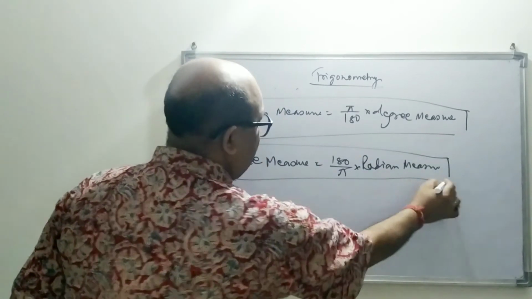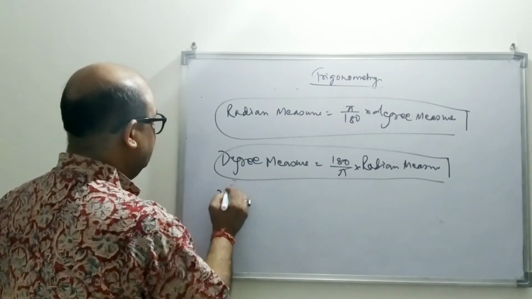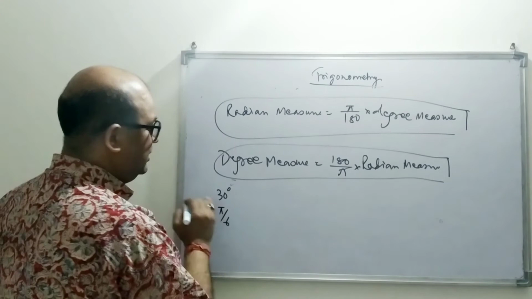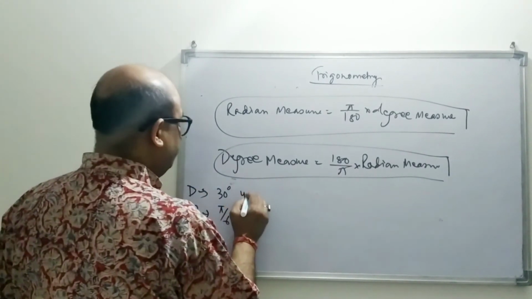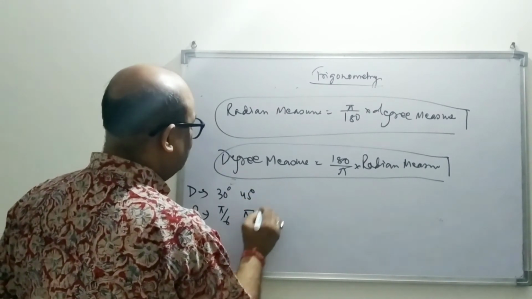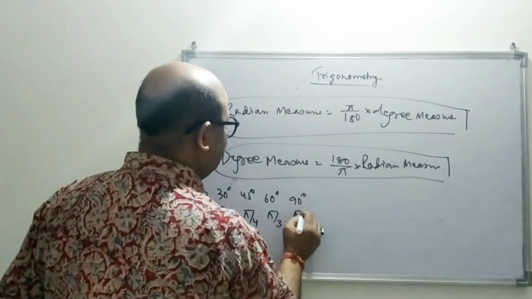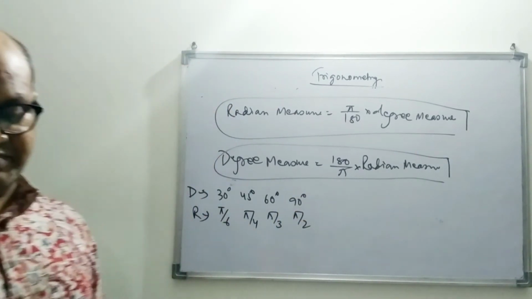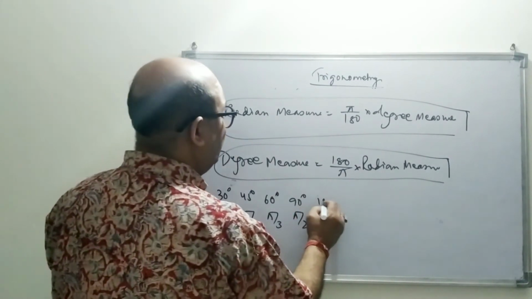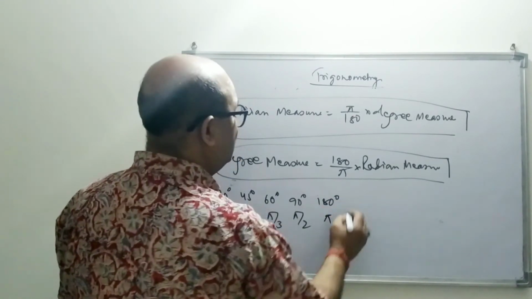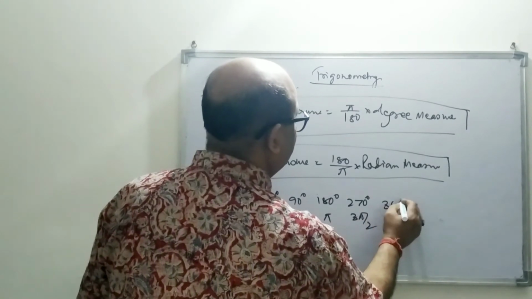Now let us see the important angles in degree as well as radian. 30 degree is pi by 6. This is degree and this is radian measure. 45 degree is pi by 4. 60 degree is pi by 3. 90 degree is pi by 2. These are the main angles. And 180 degree is pi, 270 degree is 3 pi by 2, 360 degree is 2 pi.